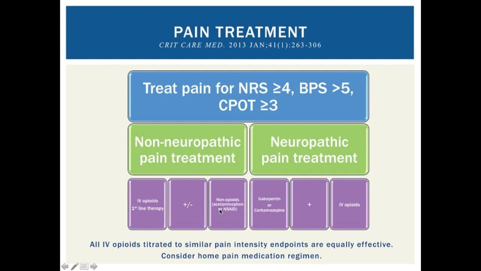Plus, you can add some non-opioids like acetaminophen or NSAIDs. And in the neuropathic pain category, we use things like gabapentin, Neurontin, or carbamazepine plus IV opioids if needed. In theory, all IV opioids titrated to similar endpoints are in general equally effective.